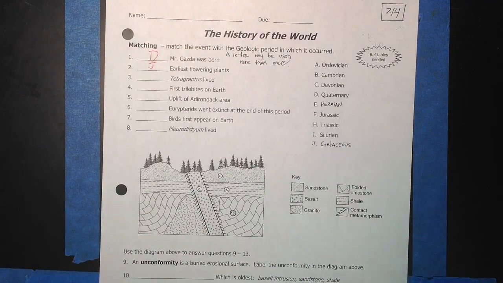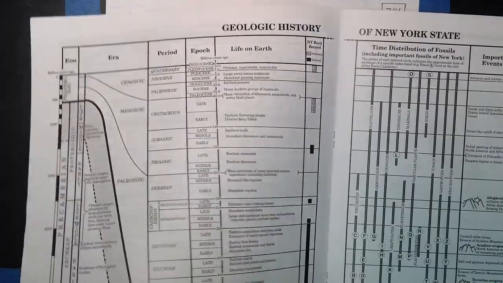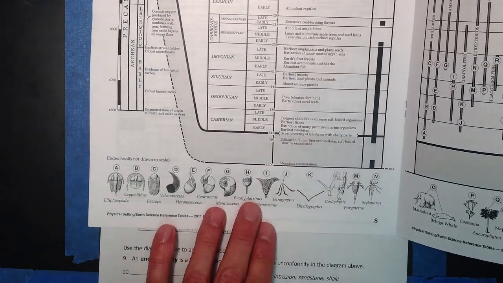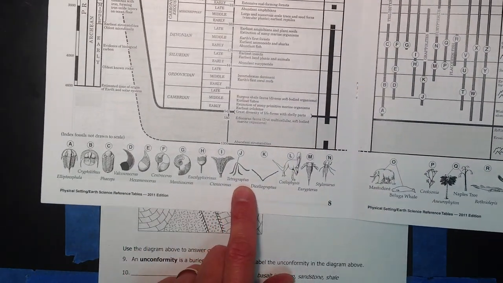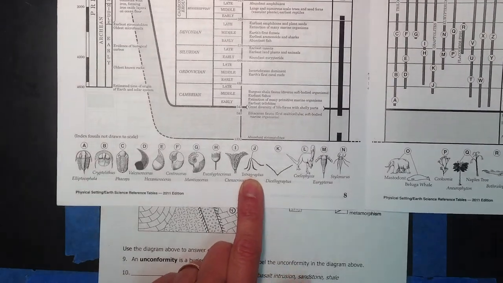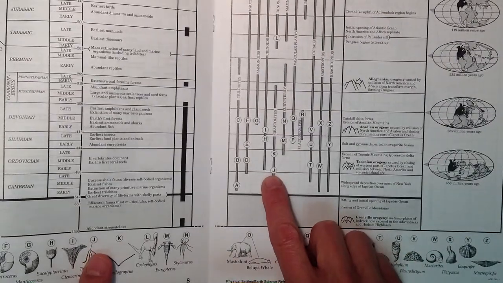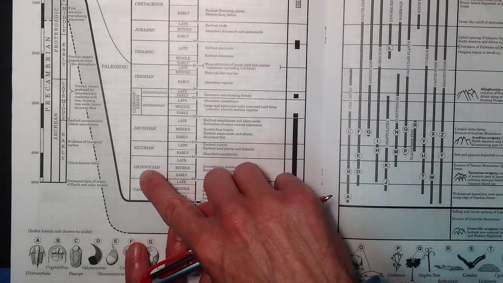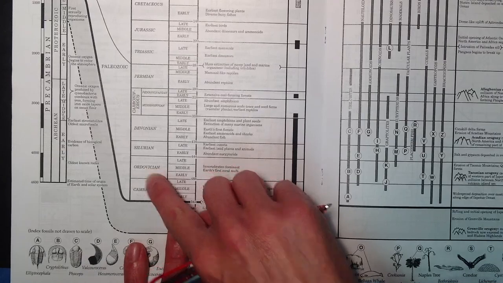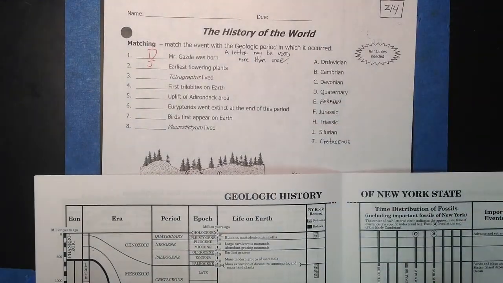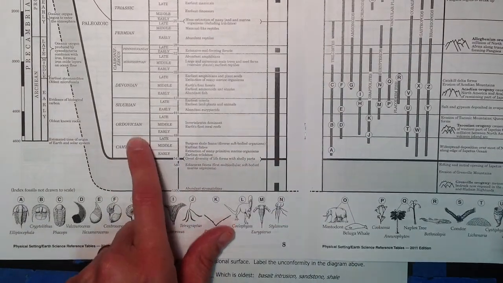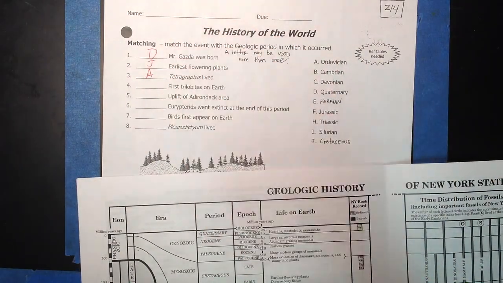This fossil here, Tetragraptus. So you gotta find that. You gotta look down here, all along here. What you're gonna find is this. Can you see that? Yeah, that's it right there. Then you follow that over, it's in the Ordovician period, which is letter A. I guess you could take B too, but Ordovician is really the best answer. Cambrian, not so much. Ordovician, that is A.